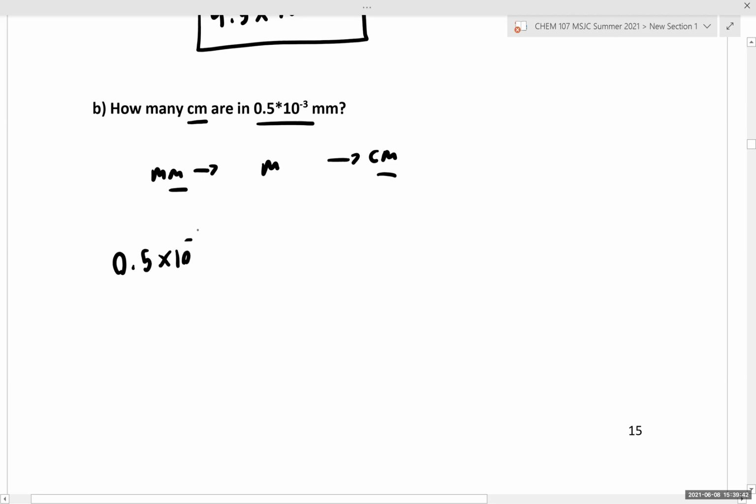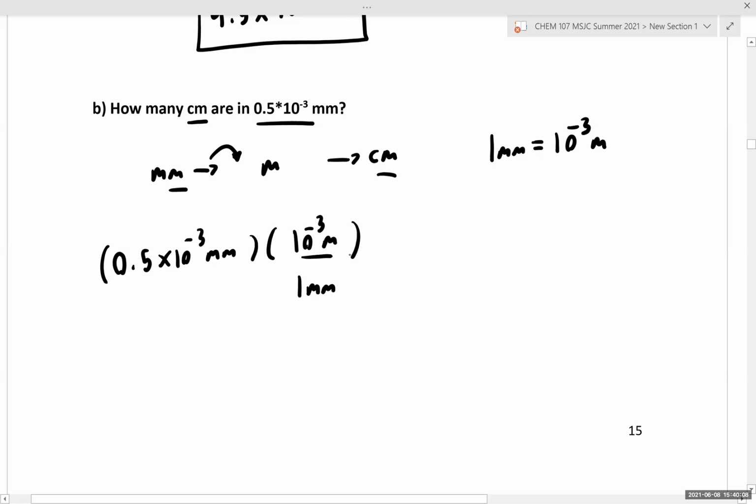So we have 0.5 times 10 to the negative 3rd millimeters. To go from millimeters to meters, we need to write out our equalities. So we know 1 millimeter corresponds to 10 to the negative 3rd meter. We're going from millimeter to meter, so we're going to put meters on top. So we have 10 to the negative 3rd meter per 1 millimeter. Okay, millimeters cancel. We're on the right track.